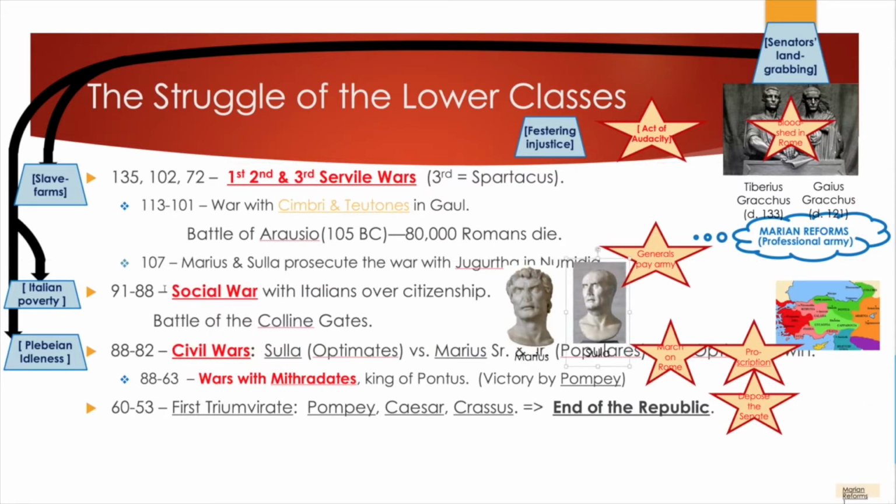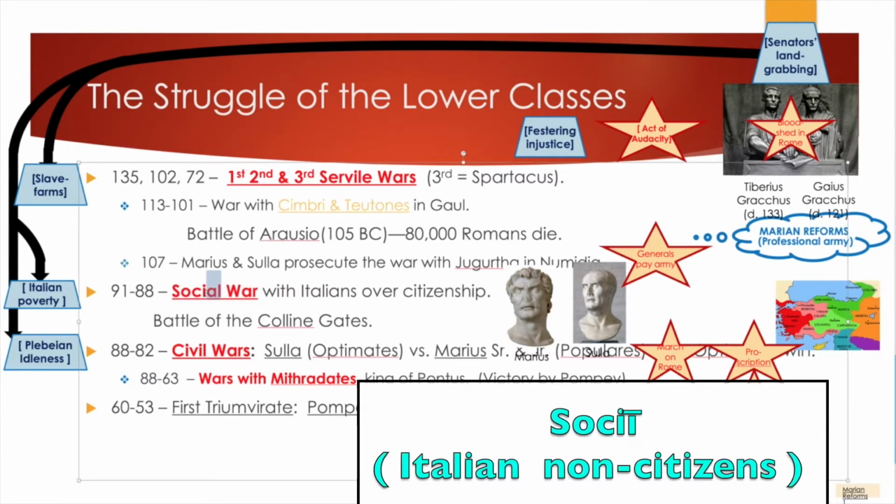Next on the list is the social war. All right, what is that? This is the next group of lower class revolting. Who are the socii?